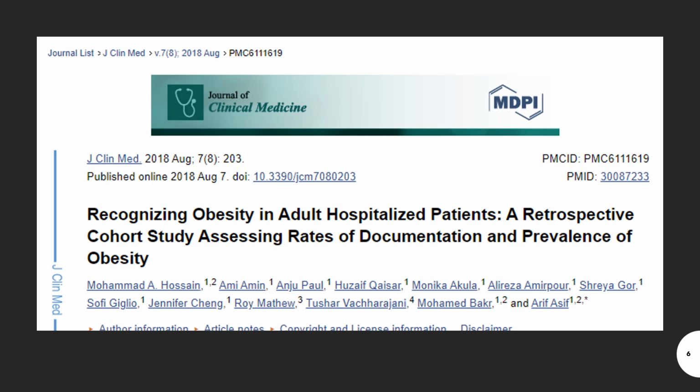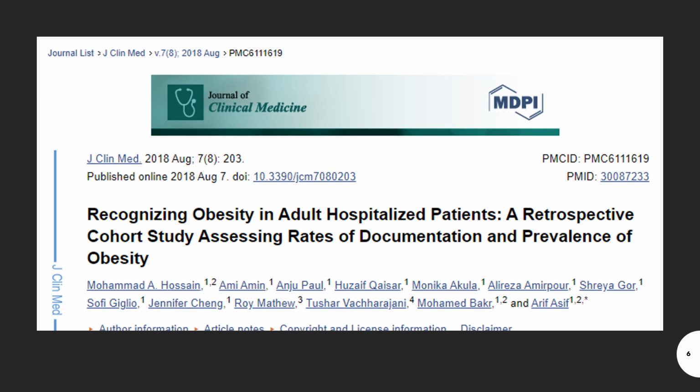Another finding from this study was that 55% of the obese group were females versus 45% males. Not picking on any sex, I'm just giving you the facts. They also looked at whether any of these obese patients in the hospital received any kind of counseling about weight loss, and they found that only 2% of the group received any counseling. 98% received no counseling at all.